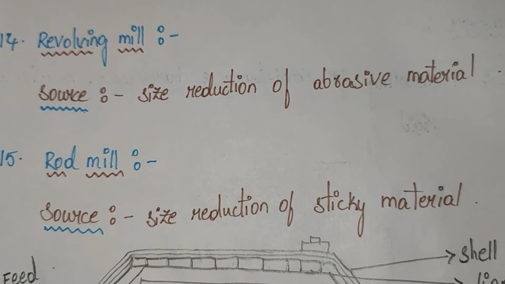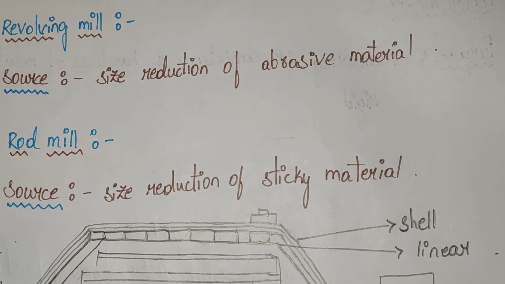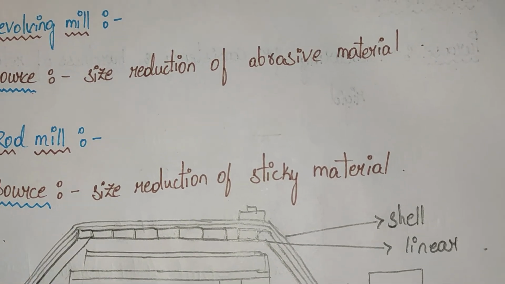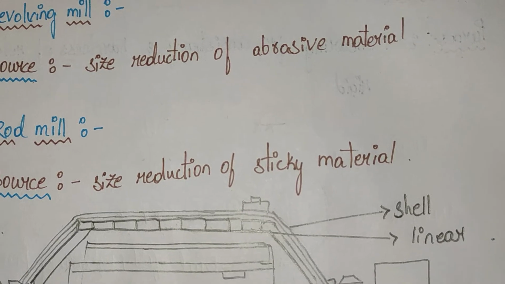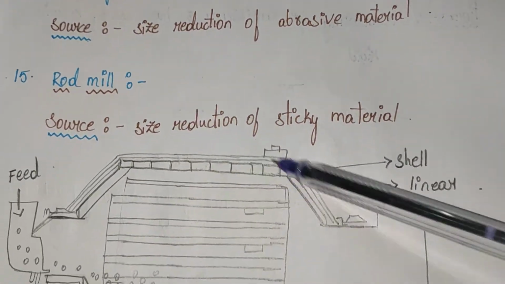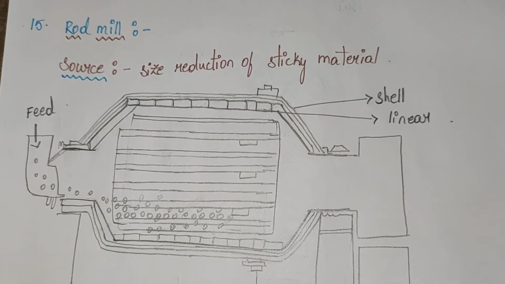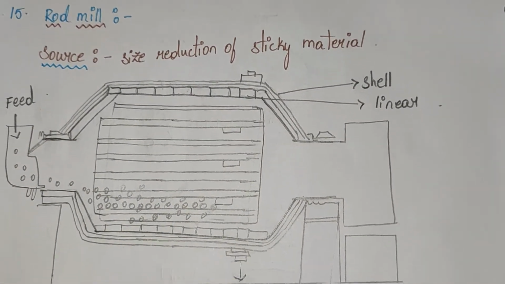Here the next one is revolving mill. So it is used for the size reduction of abrasive material. Abrasive means which is very rough. And next is a rod mill. So here the rod mill, it is used for the size reduction of a sticky material.